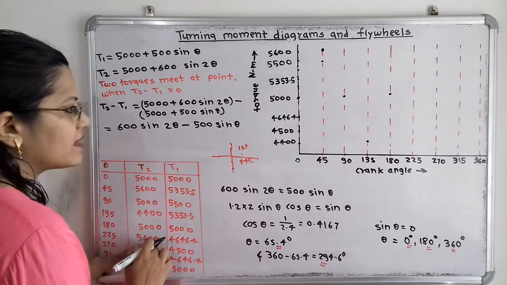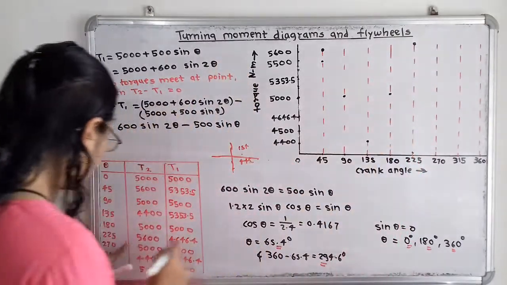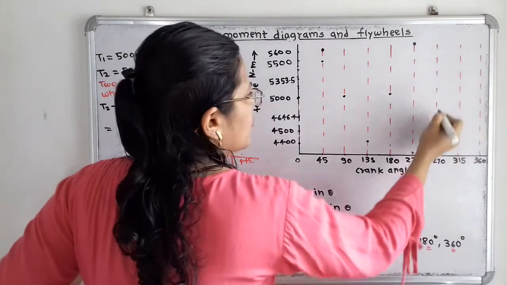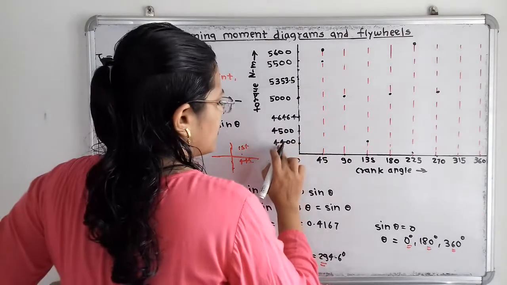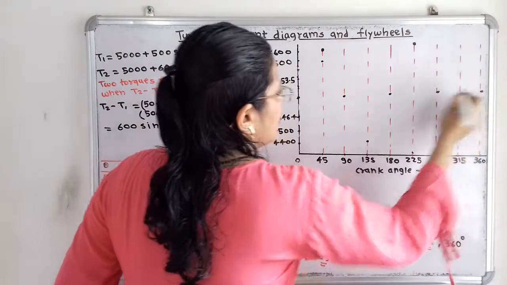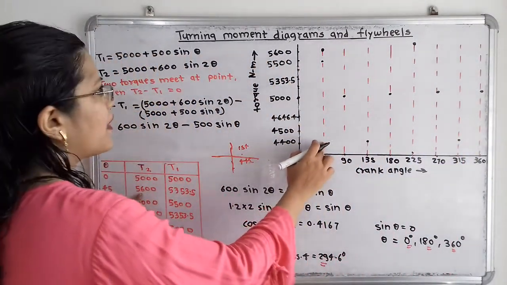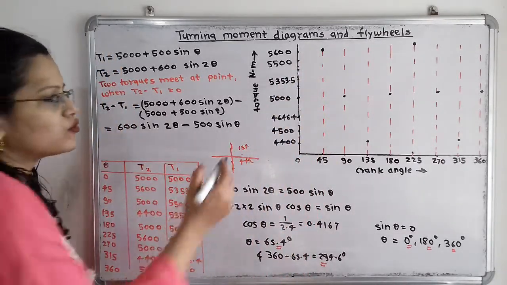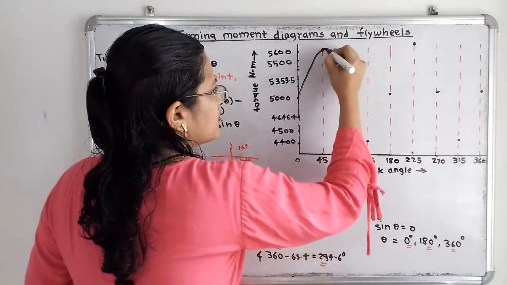Then 225 is 5600, so for 225 I have to reach 5600. Then 270 is again 5000. Then 315 is 4400, and 360 again 5000. So these are the points. I will remove this extra one for 45 degrees. Now I have to join these points, so I will draw this curve with the help of the black marker.